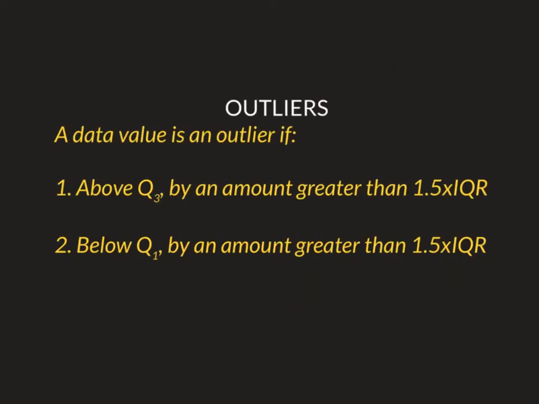All right, outliers, the last part of today's lesson. A data value is an outlier if it's above Q3 by an amount greater than 1.5 times the IQ range, or if it's below Q1 by an amount greater than 1.5 times the IQ range. So after we find the IQ range, we multiply by 1.5, add it to our Q3, subtract it from our Q1, and see if any numbers fall outside those boundaries. If they do, they're outliers. I'm going to show you one example. I'm hoping this is just reminding you of everything we did earlier, and it's not that big a deal.